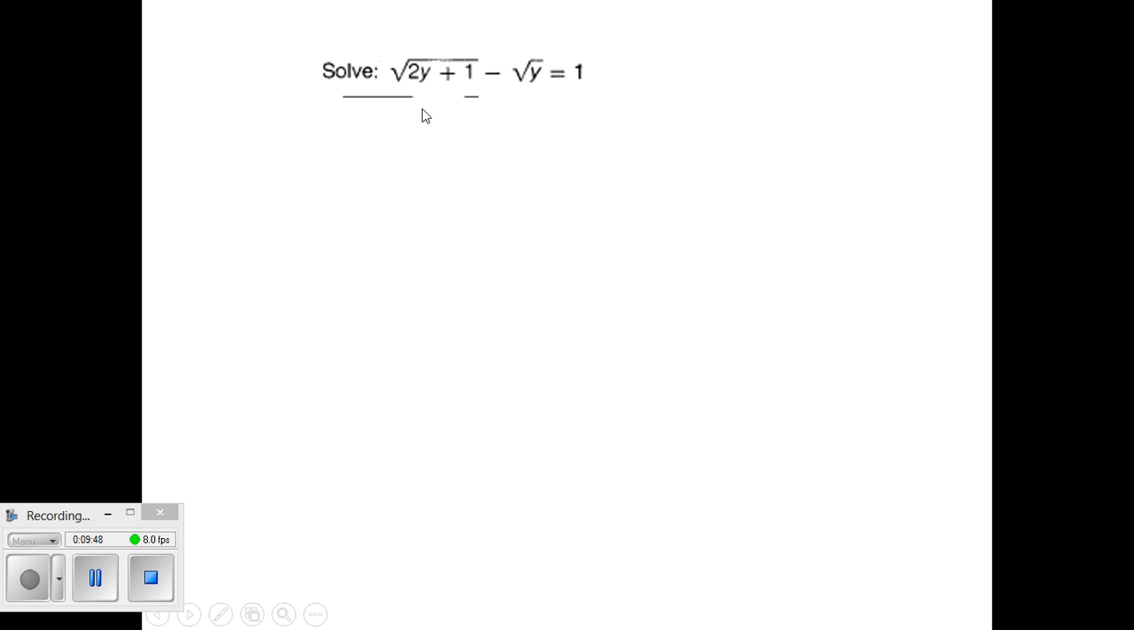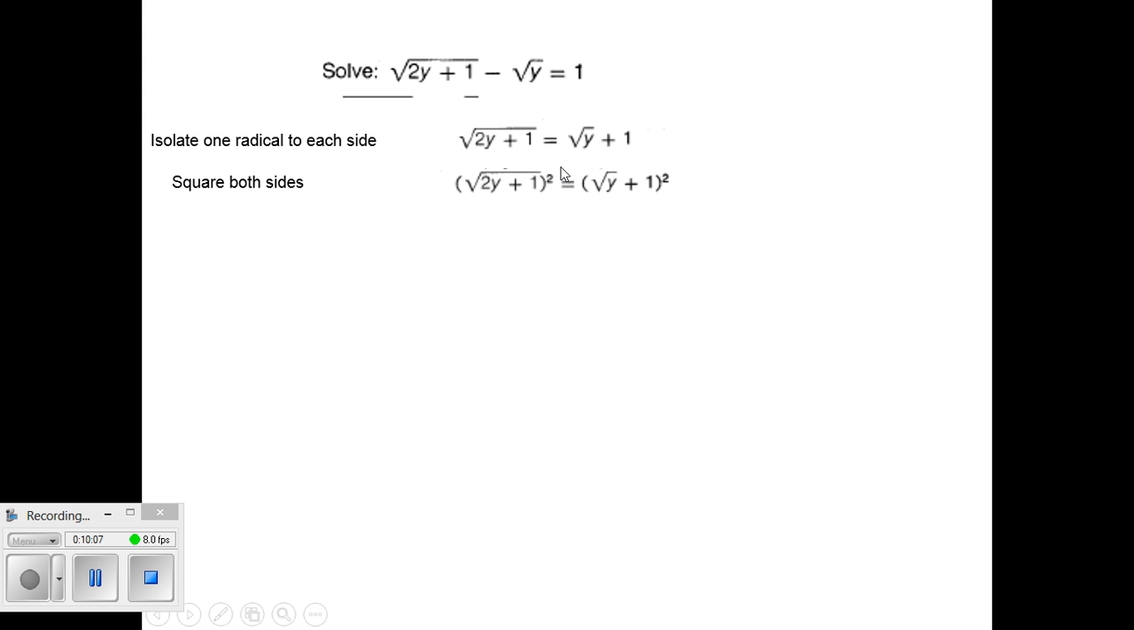So to do that, I'm going to want to try to isolate. I have to isolate one root per side. That's what I'm going to do. So there's my first procedure. Now I'm going to square both sides, and again, I'm squaring both sides. I'm not squaring individual pieces.